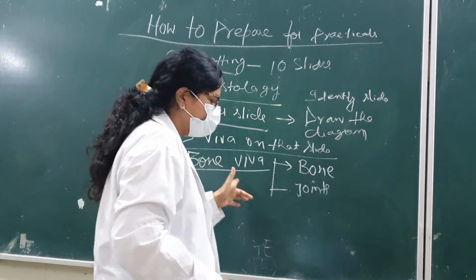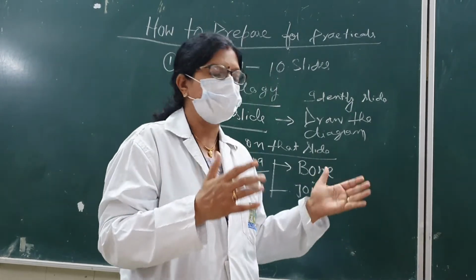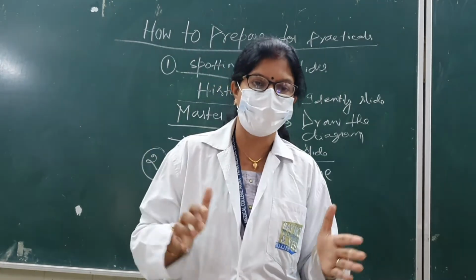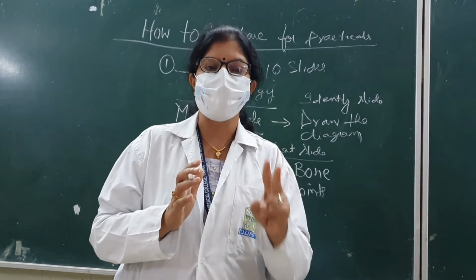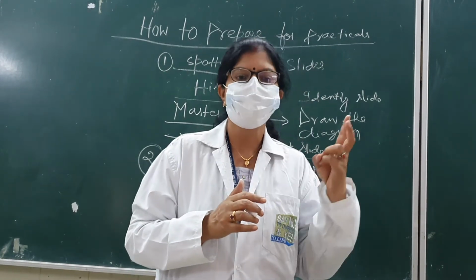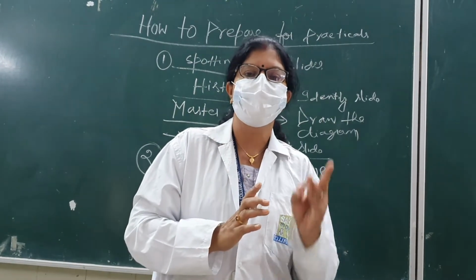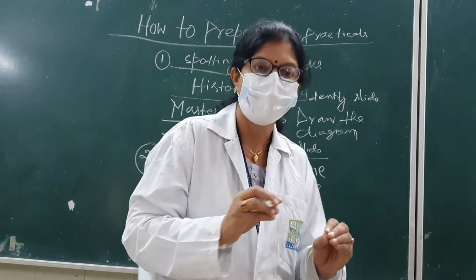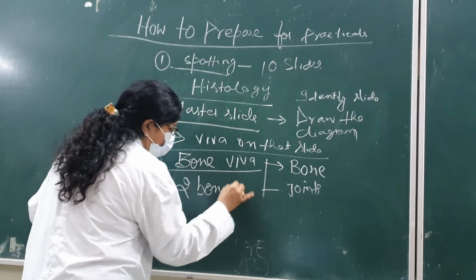So in bone viva, sometimes you are given a choice to pick up this bone or that bone, or sometimes they ask you to pick up a certain bone. So you have to prepare for all this. You must prepare at least 2 bones from a system. Like from the upper limb you prepare 2 bones, lower limb 2 bones, thorax 2 bones. So you must have bones of your choice well prepared, and everything about that bone you must know. So at least 2 bones of each system of your choice.